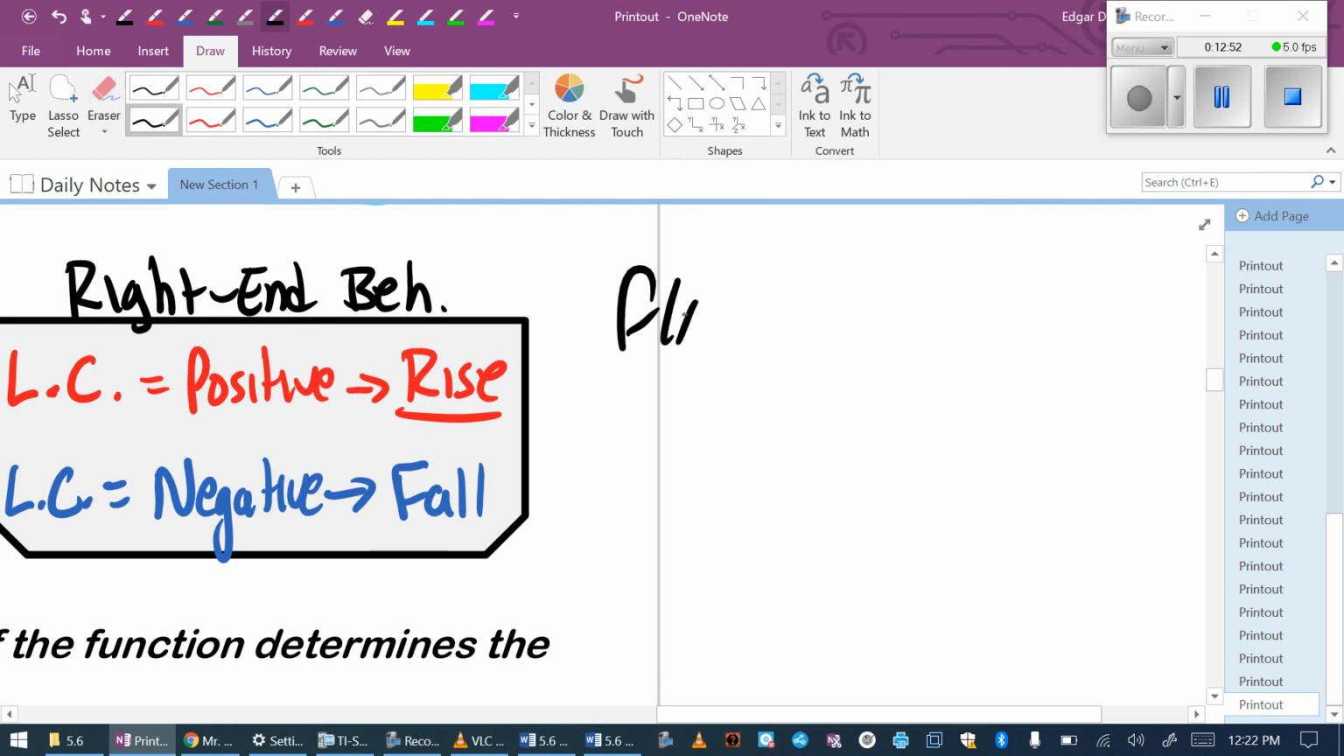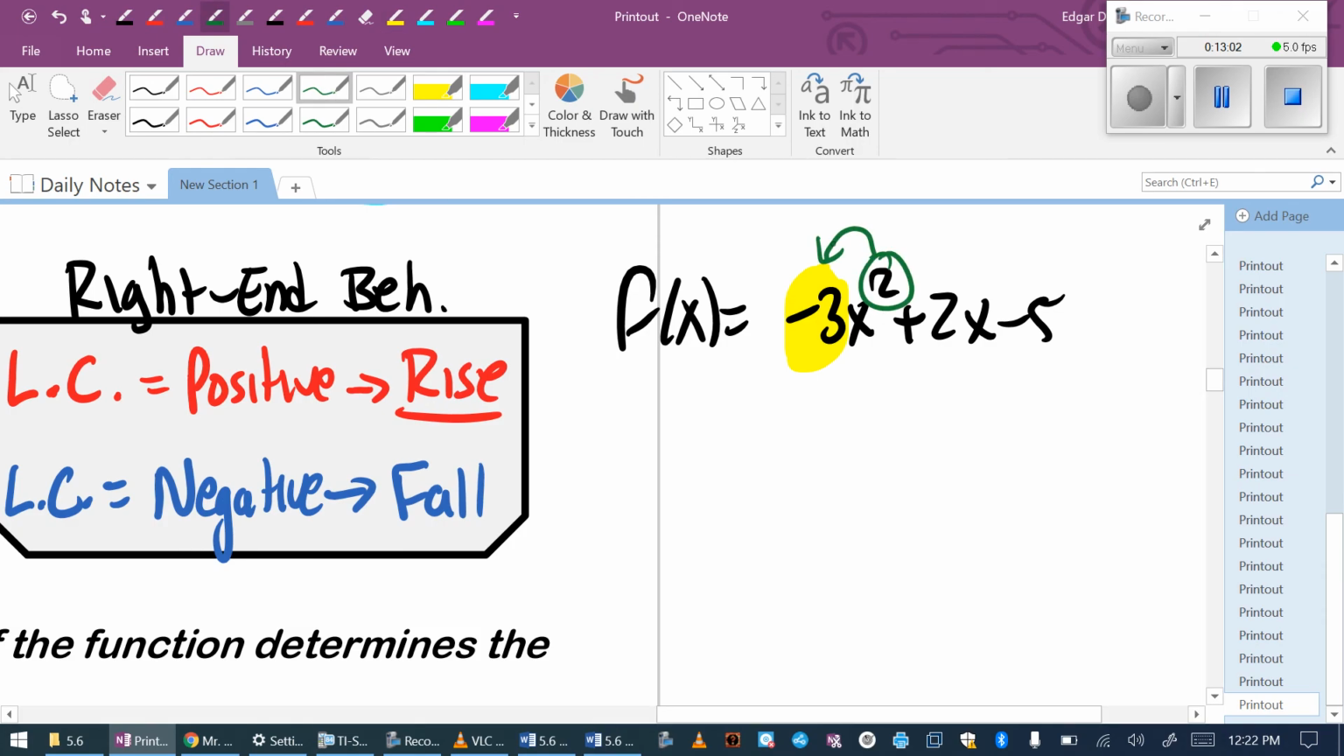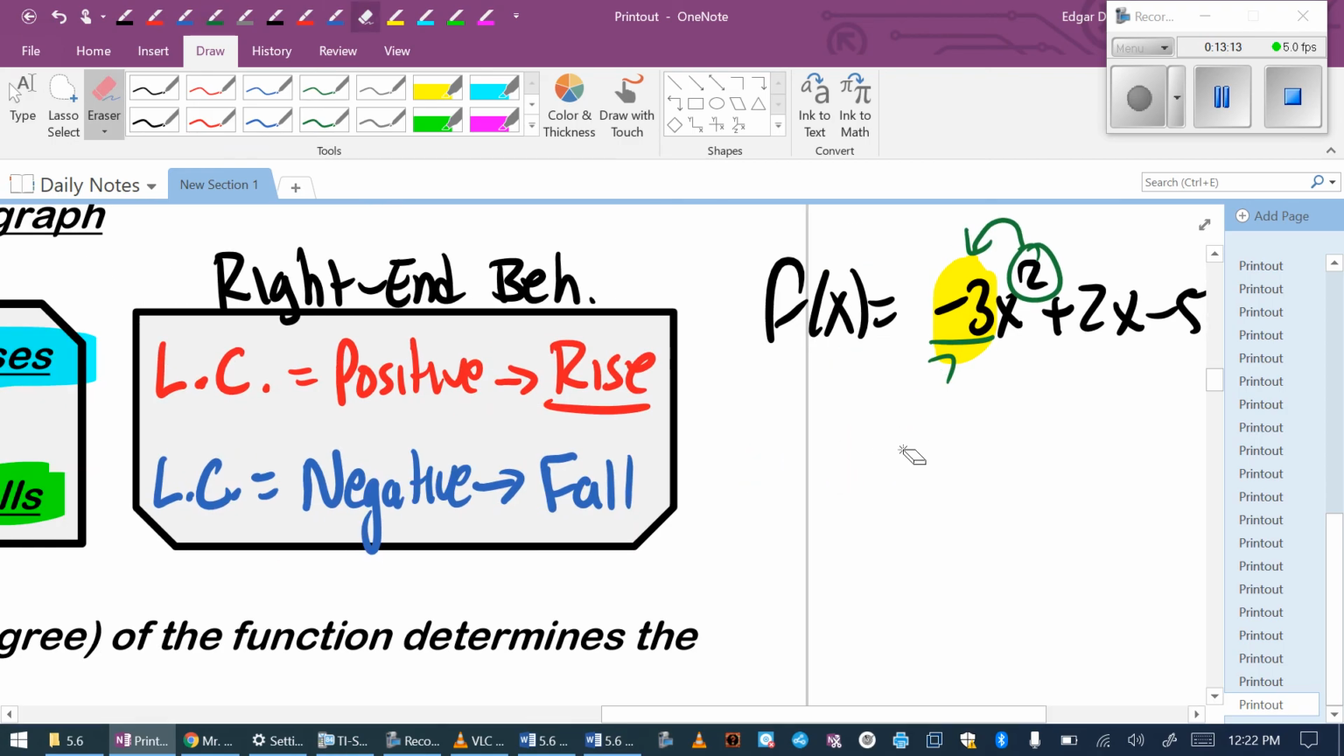So, and I'll give you one more example of that. Negative 3x squared plus 2x minus 5. Check this out. The leading coefficient is the number in front of the variable with the highest degree. So this is my leading coefficient. And in this case, it was a negative number, guys. Because it's negative, my graph would fall on the right side.